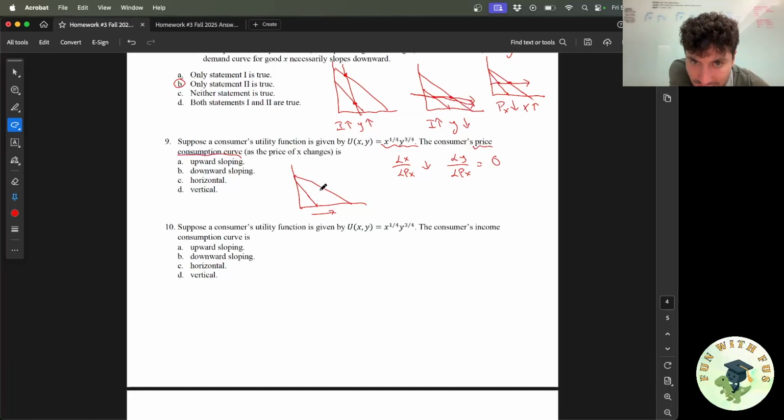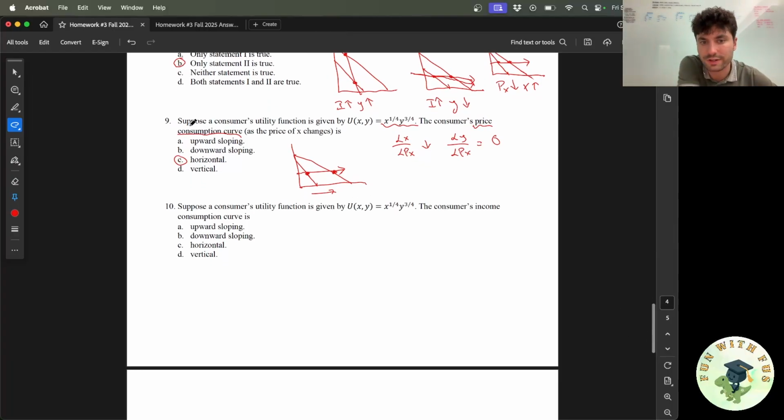But this would mean that as my price of x decreases, the amount of x is going to increase, and my y is going to stay the same, because that's what that said. So it is going to be a horizontal line. Let's go. And for the final one, we are correct.